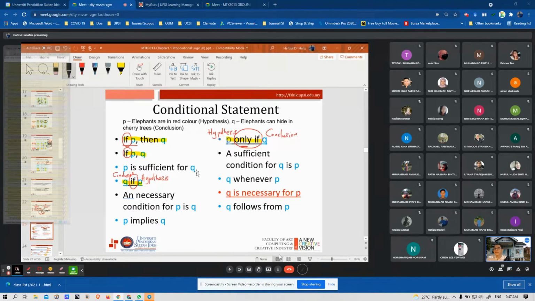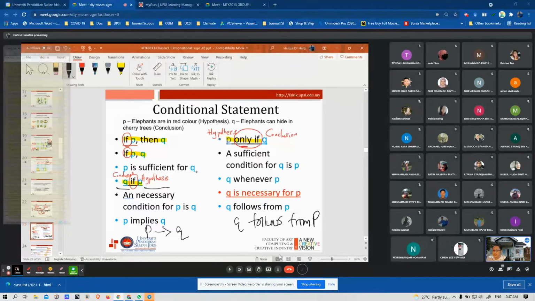If then P, elephant in a red color, kita wakilkan, we denote by P, and then elephant can hide in a cherry tree is conclusion. We denote by Q lah. Okay, kita ada conclusion and hypothesis. This one P implies Q. Okay, and then for this one, Q follows from P lah. Follows from P lah.